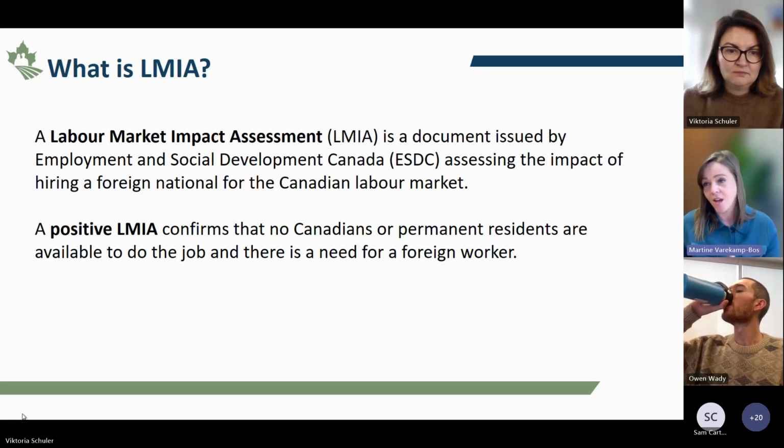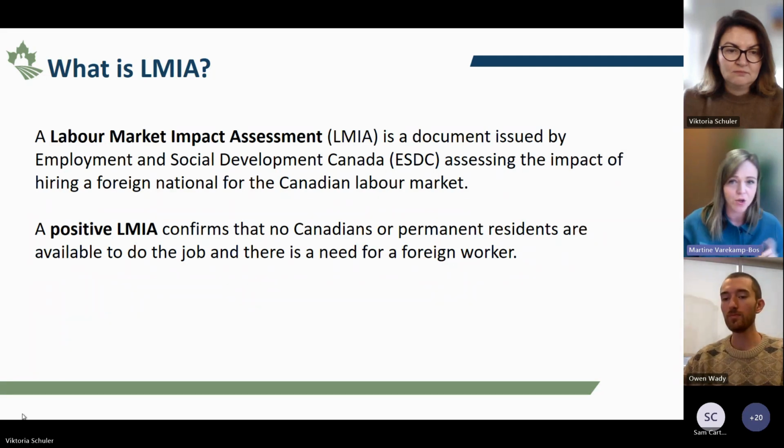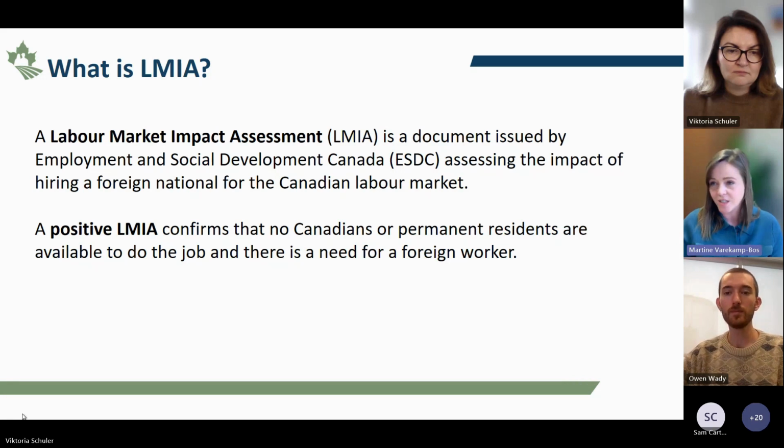In the same sense, the agricultural stream is quite different in that there are more employer responsibilities placed on the employer in terms of transportation and housing, especially the housing one, and we'll talk about that today.